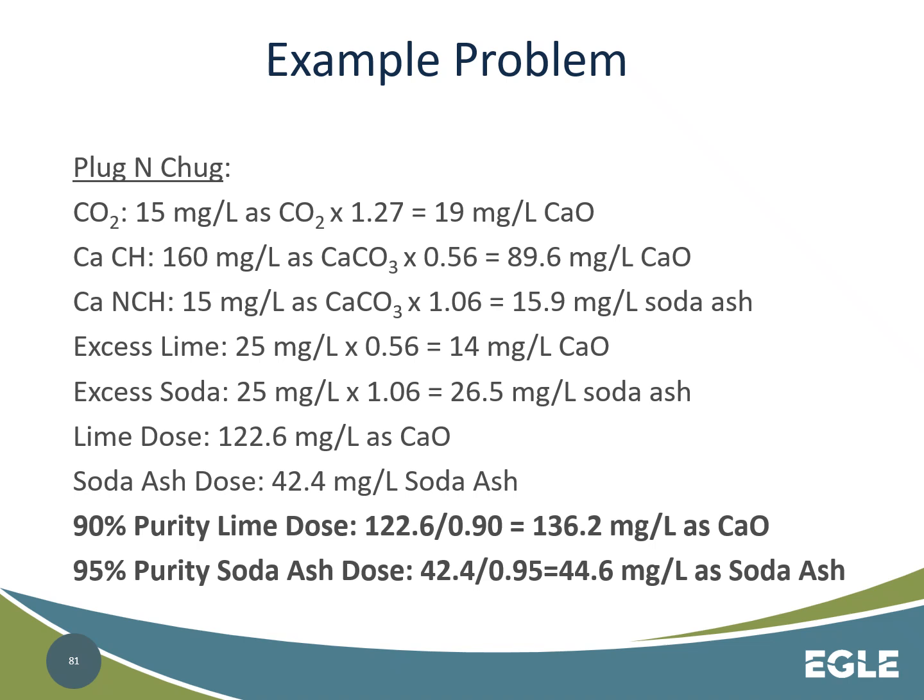Let's take our calculated lime dose of 122.6 and divide by 0.9 or 90% to get a final lime dose of 163.2 milligrams per liter as quicklime. And for soda ash, we take our calculated dose of 42.4 and divide by 0.95 or 95% to get a final soda ash dose of 44.6 milligrams per liter as soda ash. Our quick gut check shows us that these final doses are higher than if the chemical was pure, so we know we did that final bit of math correctly.